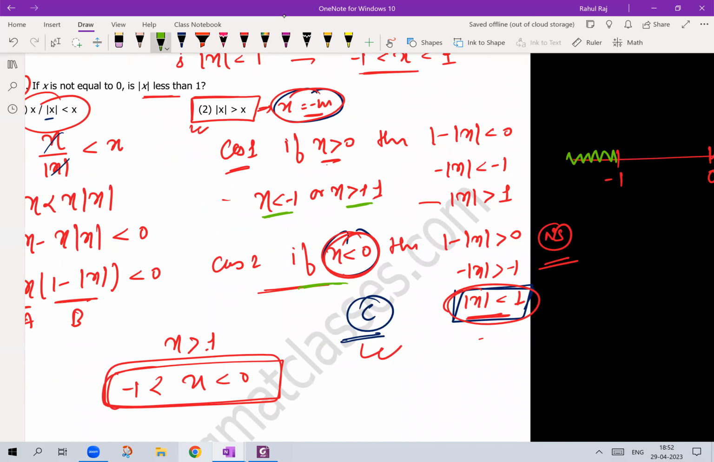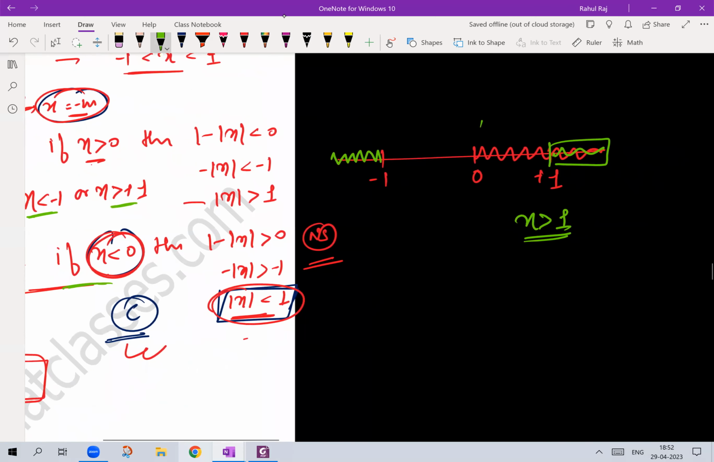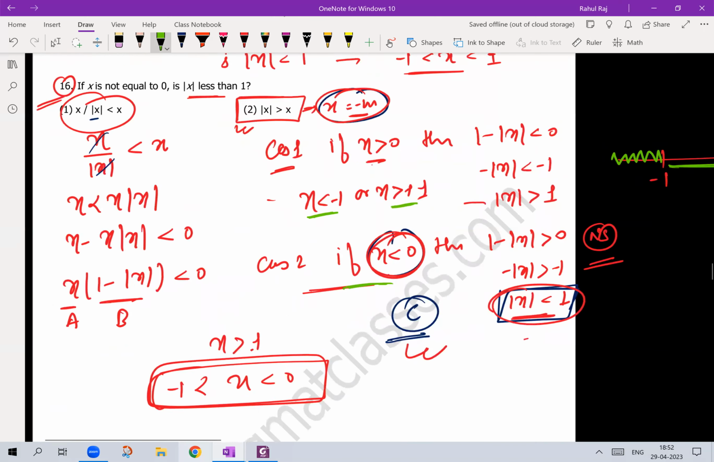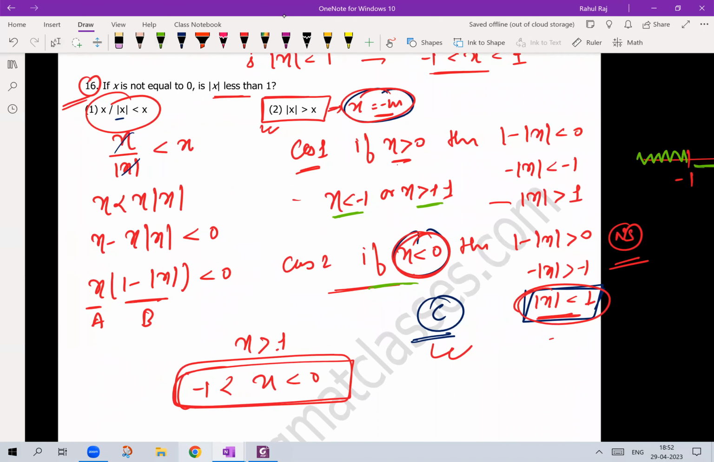Option number 2 says that X is negative, so I can't take the positive case at all. So X lies between negative 1 and 0. Understood. But yeah, we don't have to plot it at all. This is the easier way to go ahead with it.